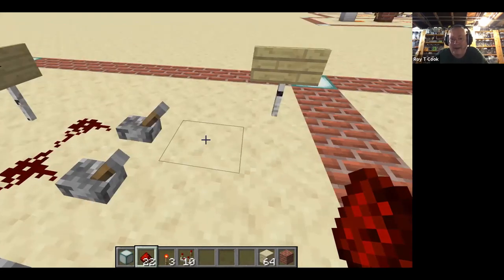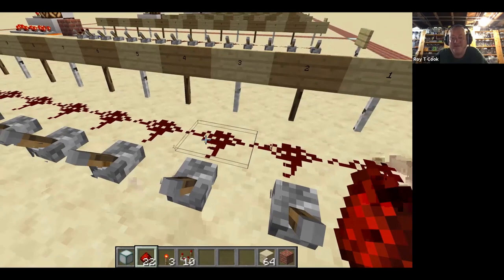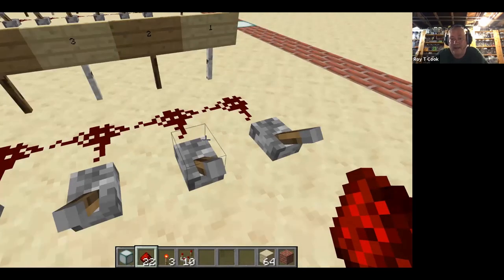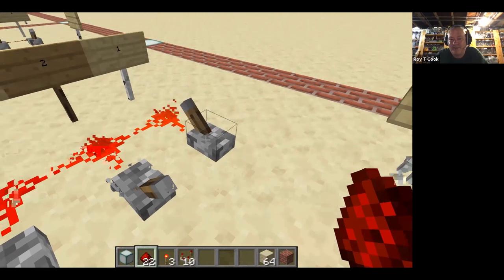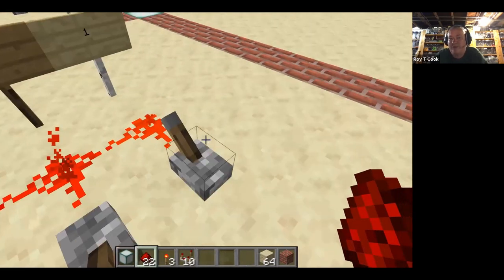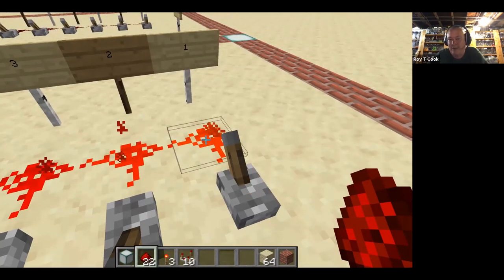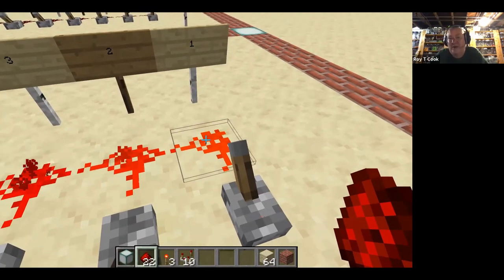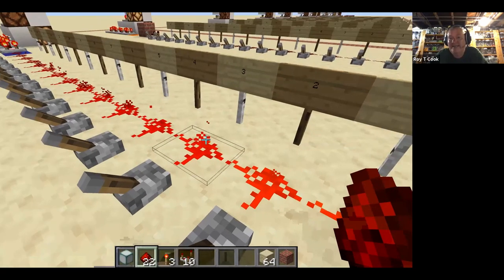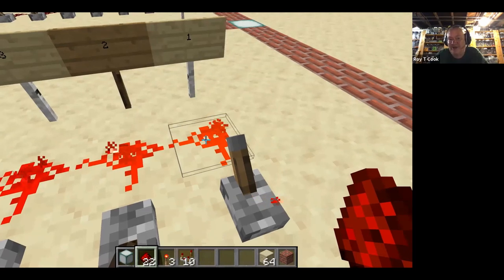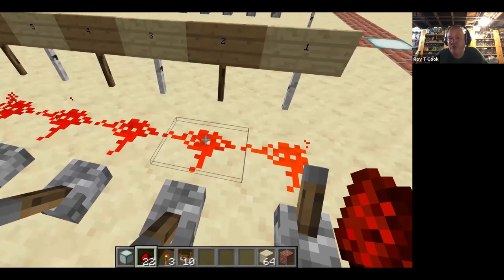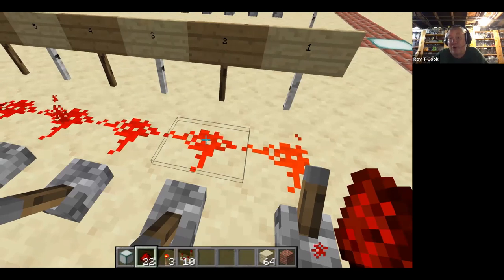Instead, the charge varies from 0 to 15, right? So let's flip this switch just as an example. This switch will always output a charge of 15, okay? But one interesting thing about redstone wires is that as you move from one patch of redstone dust to the next, you lose one level of voltage or power, right?